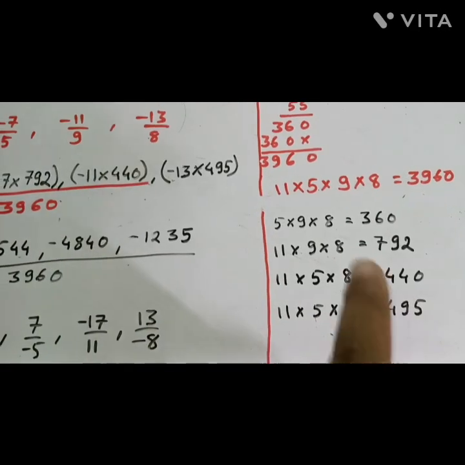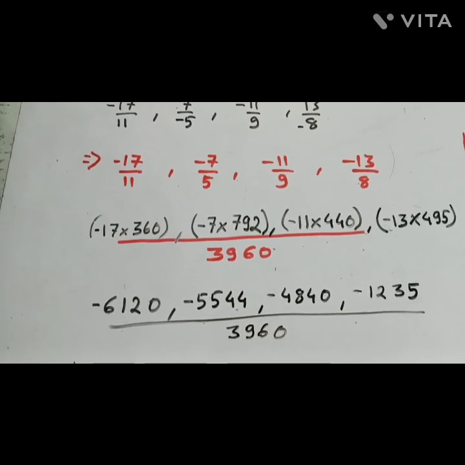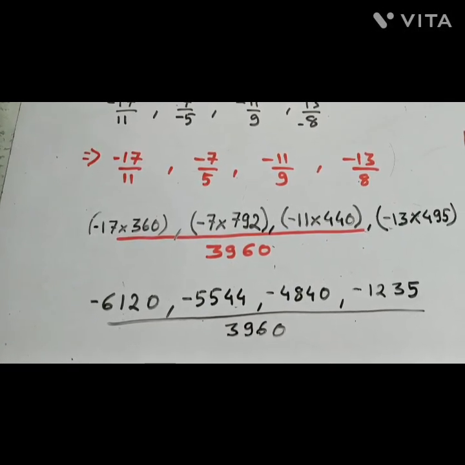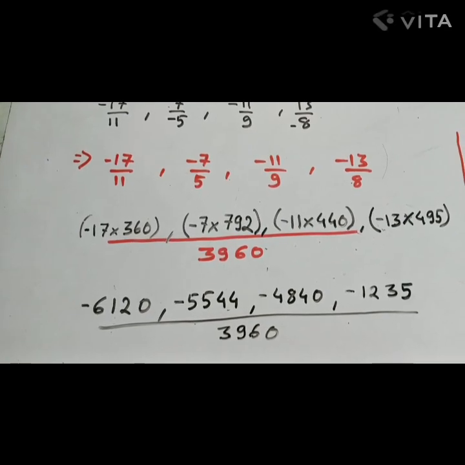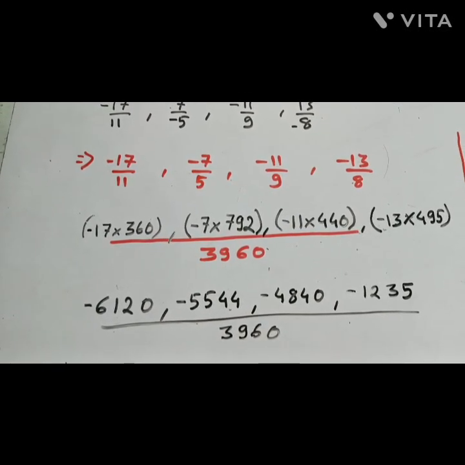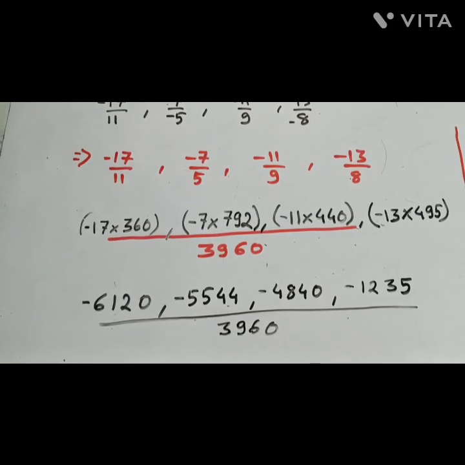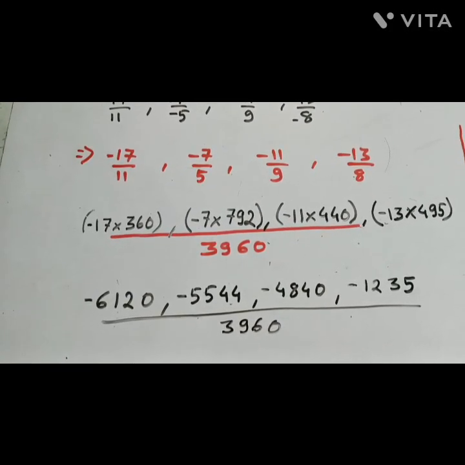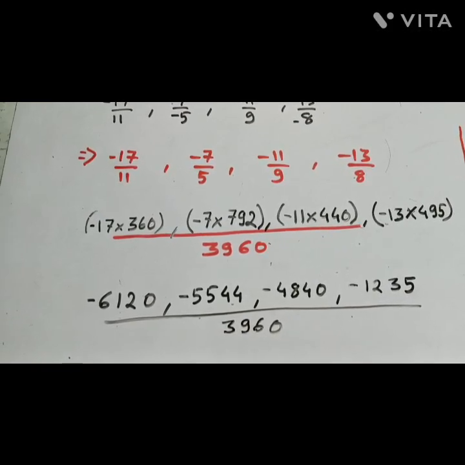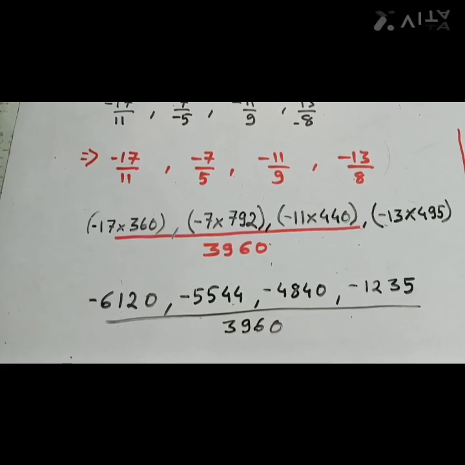So we have to multiply all of this into the numerator. So first is minus 17 into 360. Second is minus 7 into 792. Minus 11 into 440. Minus 13 into 495. The result is minus 6120, minus 5544, minus 4840 and minus 1235.